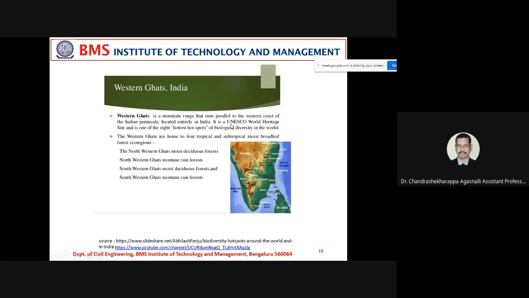Okay, it's a UNESCO World Heritage Site, and it is one of the hottest hotspots in biological diversity in the world. Western Ghats especially. You see here, this is completely Western Ghats.